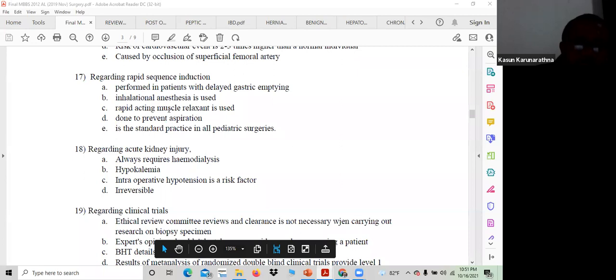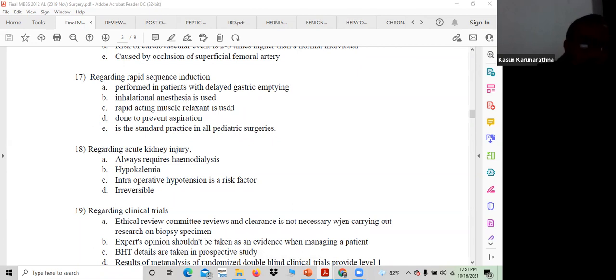Rapid sequence induction: usually you give IV anesthesia drugs, not the inhalation. Rapid acting muscle relaxants, you give succinylcholine, then give the cricoid pressure and then intubate. It's done to prevent aspiration. Yes, in emergency surgeries, rapid sequence induction is done to prevent aspiration. You put an NG, do the cricoid pressure, give succinylcholine, then intubate.